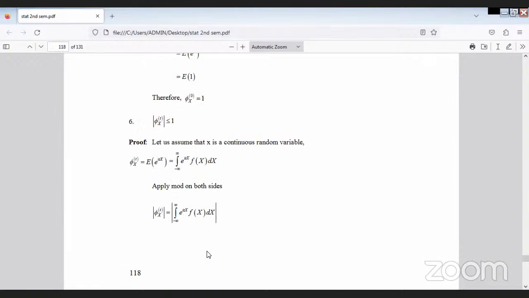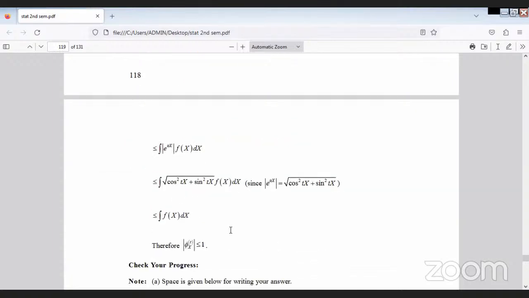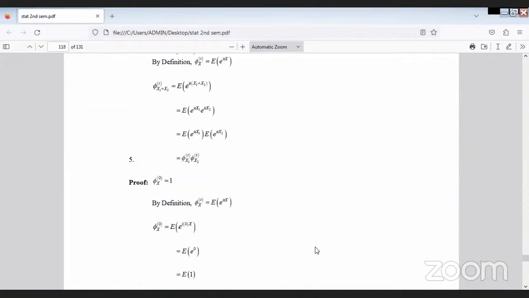Then another condition we are taking here: modulus of phi of x at t is less than or equal to 1. So phi of x at t is equal to E of e power itx, the integration from minus infinity to infinity of e power itx f of x dx. Apply mod on both sides. Mod of phi of x at t is less than or equal to the integration of mod of e power itx f of x dx. What is e power itx? It is cos tx plus i sin tx, we learned earlier. Learned or not?